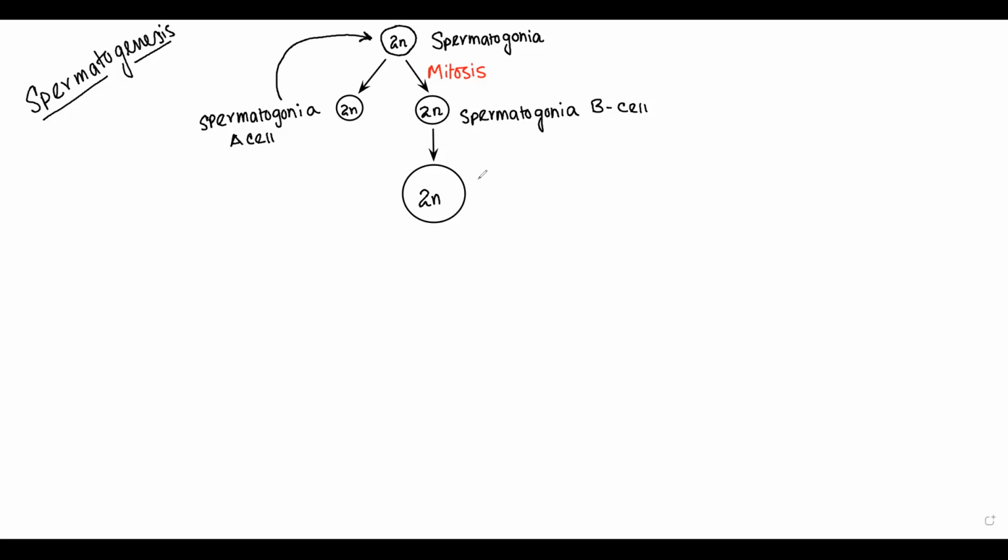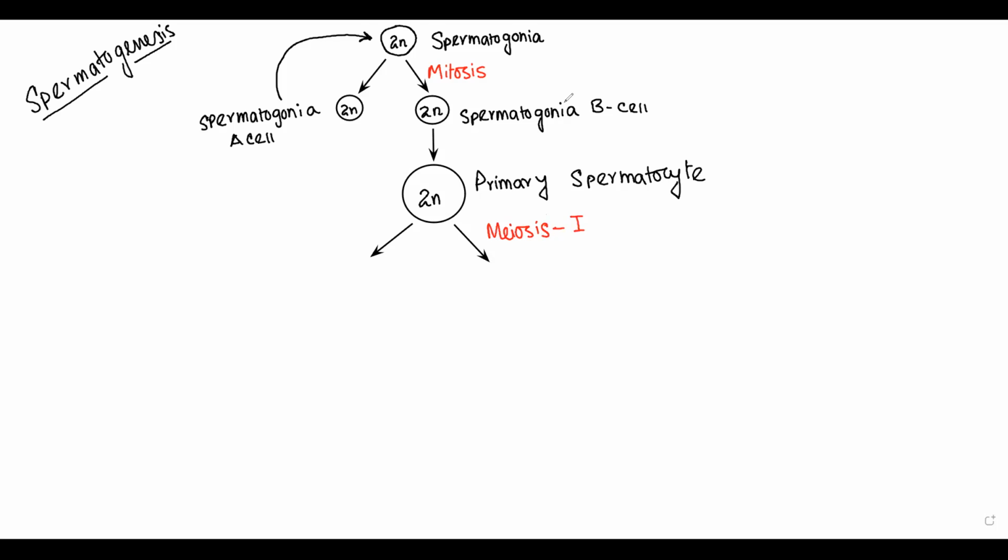So this is known as primary spermatocytes. There is no change in the chromosome number. Now, primary spermatocytes undergo the first meiotic division. Remember, I am talking about the primary spermatocytes. They undergo the first meiotic division, meiosis 1.